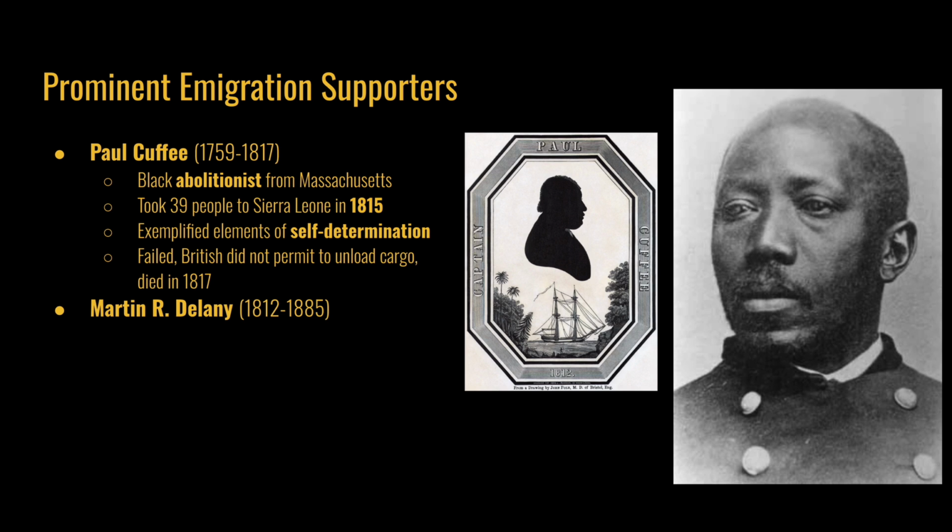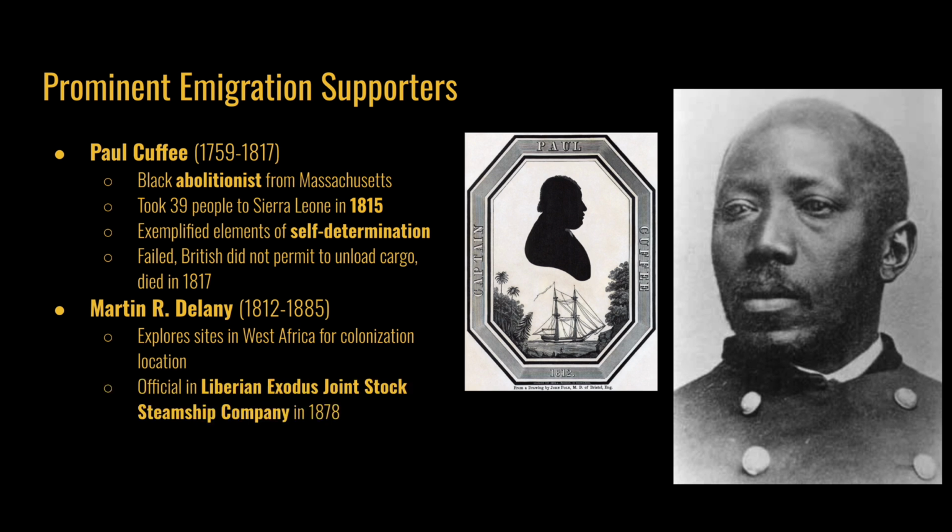Martin Delany had actually gone to West Africa and explored sites for colonization, but he paused his attempts at creating a colonization endeavor with the breakout of the Civil War. After the Civil War and the implementation of Jim Crow and black codes all across the South, he started to be active again in the process of colonization. He became an official in the Liberian Exodus Joint Stock Steamship Company, which was trying to raise money to send more people to Liberia.